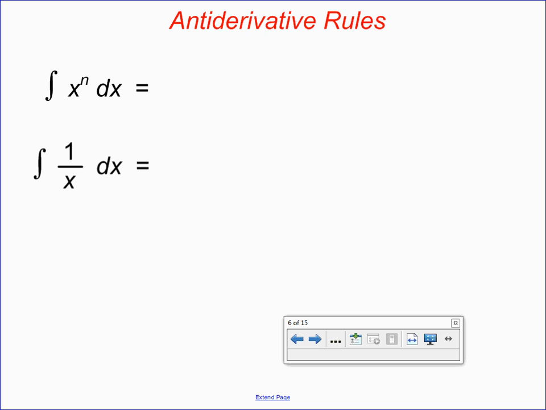If the last thing we did was subtract 1 from the exponent, the first thing we'll do when going backwards is to add 1 to the exponent. If the first thing we did when differentiating was multiply the exponent times the base, the last thing we'll do when reversing that process is to divide by that new exponent. So symbolically, the antiderivative of x to the n with respect to x is x to the n plus 1, divided by the new exponent n plus 1. Let's add 1 to the exponent and then divide by the new exponent.